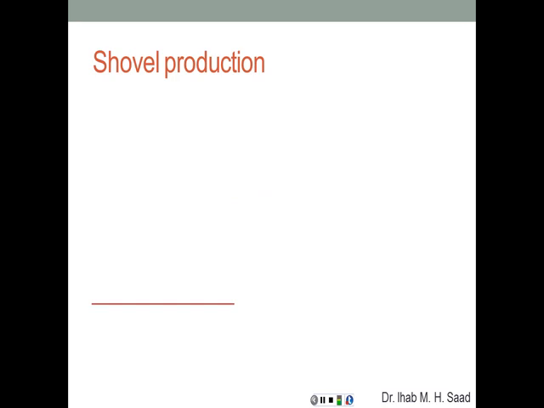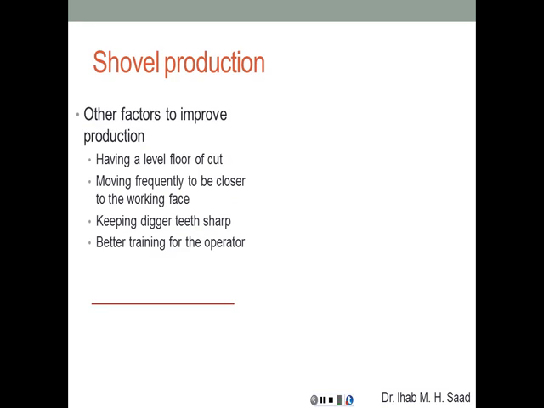Other factors to improve the production include having a level floor or cut. Again, this is something that you as a project manager can adjust to prepare for the excavation so that the shovel is on level ground. Moving frequently to be closer to the working face. Keeping the digger teeth sharp. This is something, again, that you can inspect. And better training for the operator. The more trained and skilled the operator is, the higher the production rate that you're going to get.